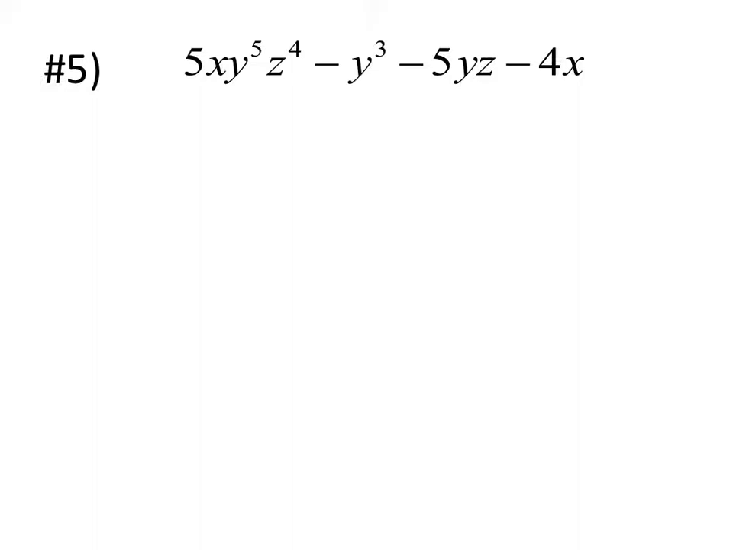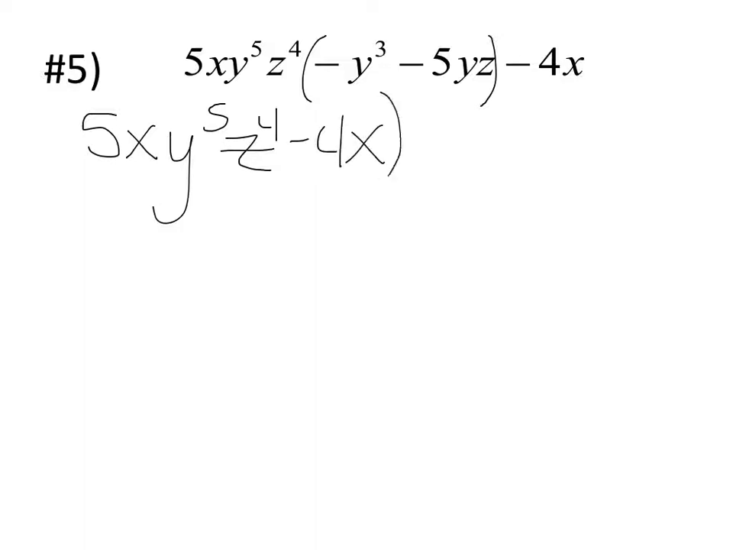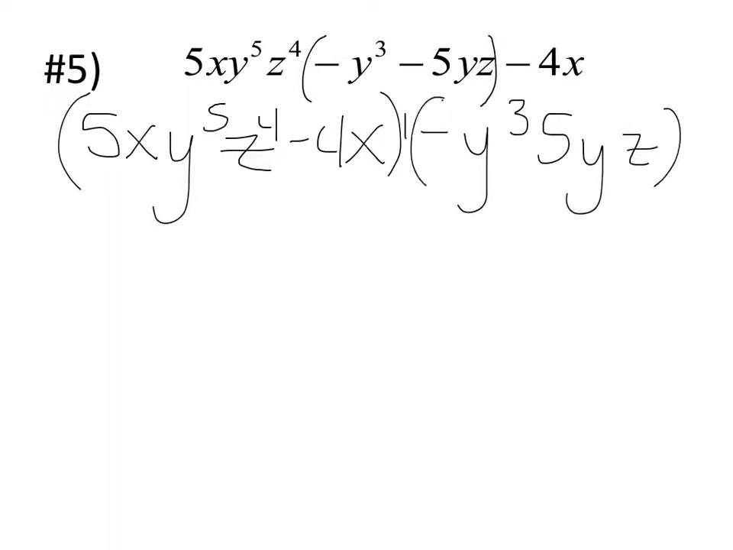So I would group them. Let's group these two and then those two. So we'd have 5x y to the 5th z to the 4th minus 4x, and I would group those together, minus y cubed 5yz, and I would group those together, and there would be a plus sign in between those. Okay, so I don't know if that's going to work, but let's try it.